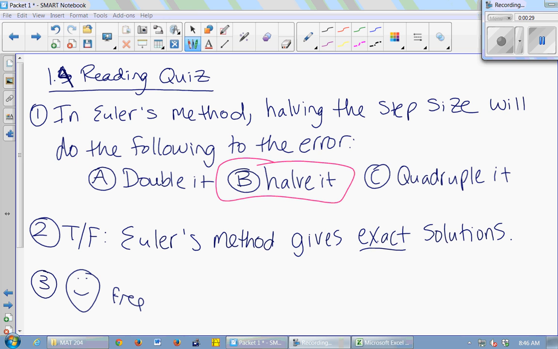All right, true or false? Euler's method gives you an exact solution. False. It's a numerical approximate solution. Halving the step size, right? If the step size is smaller, you have to have more steps. Sorry, yeah. Halving the step size or doubling the number of steps is the same thing.